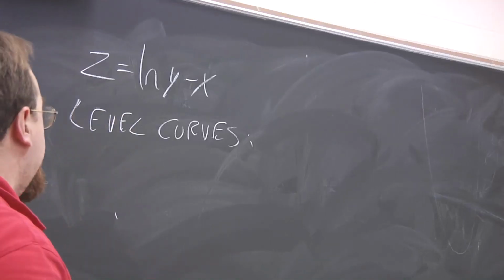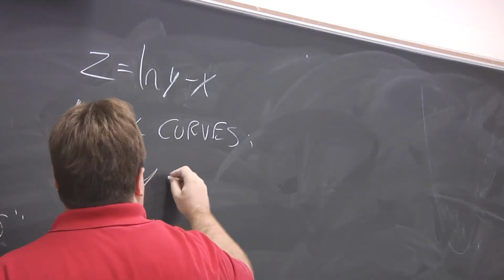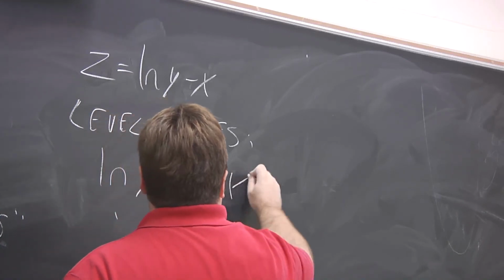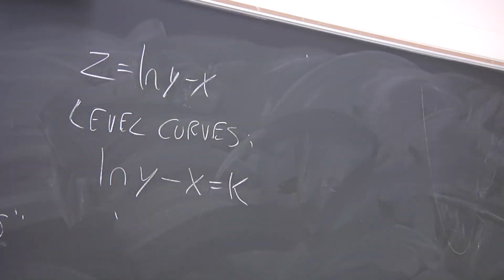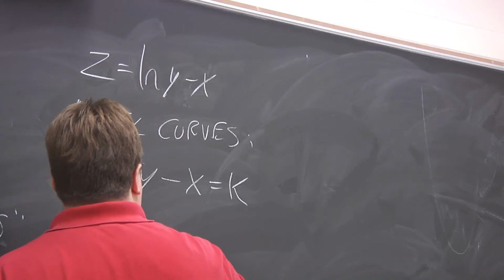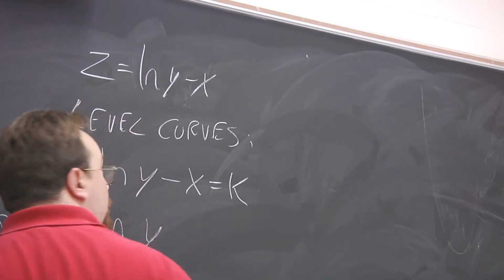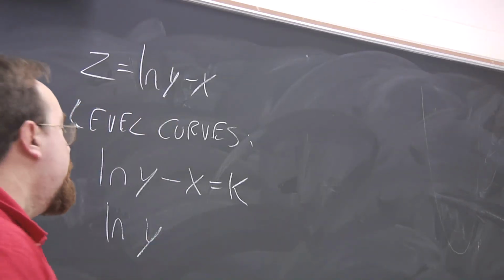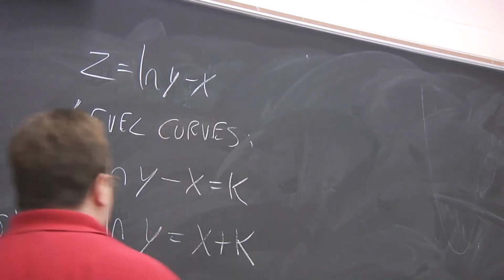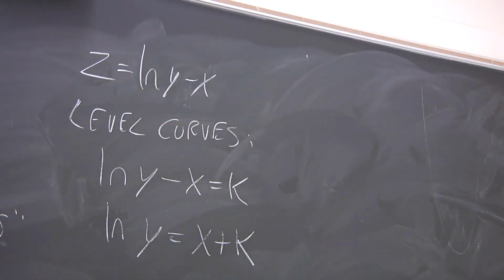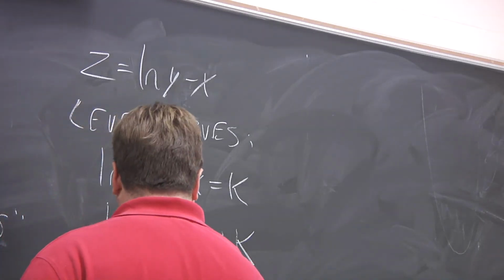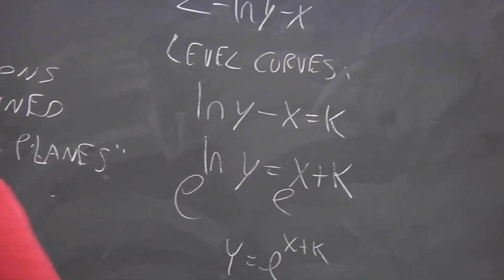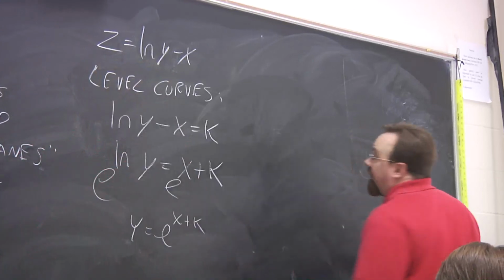For level curves, what we'll do is set natural log of y minus x equal to some fixed z value k, and then rearrange it so we can write y as a function of x or x as a function of y, whichever turns out to be more convenient. In this case, it's quite convenient to express y as a function of x. What can we do with that? Take e to both sides, so we get y is equal to e to the x plus k. So now we can go ahead and plot level curves.